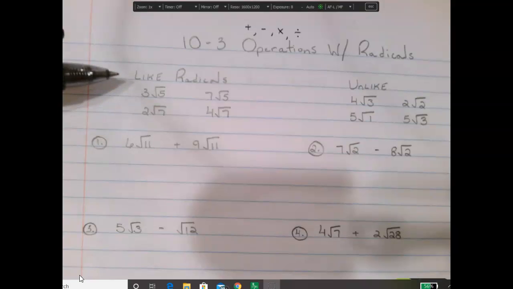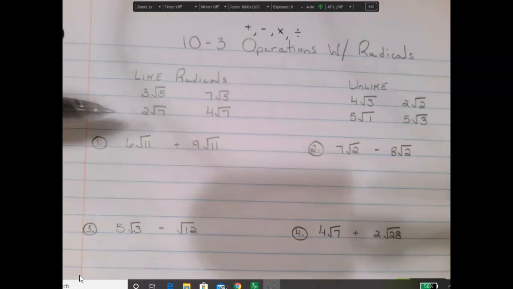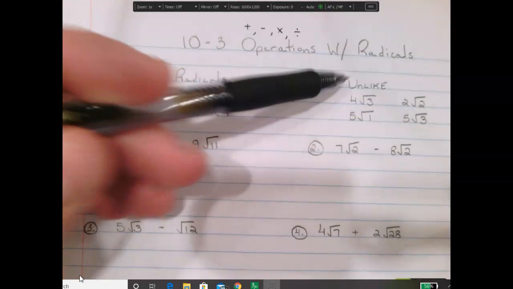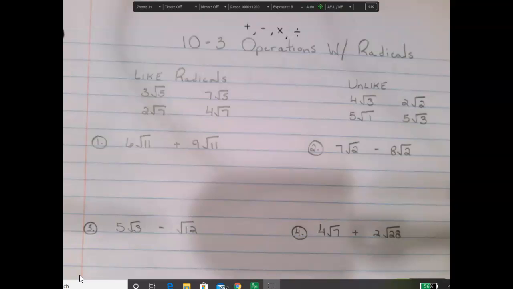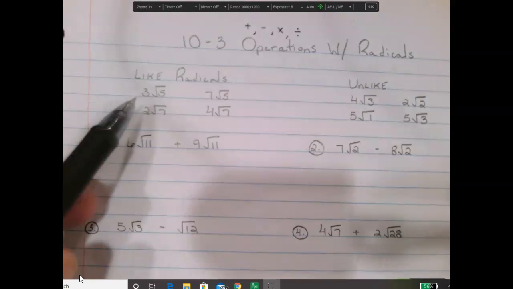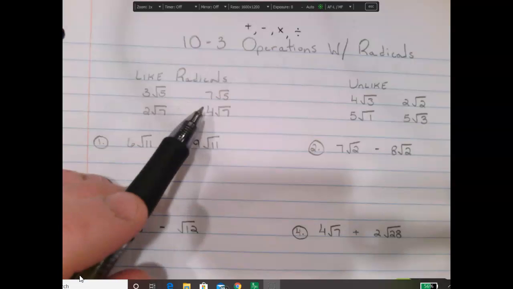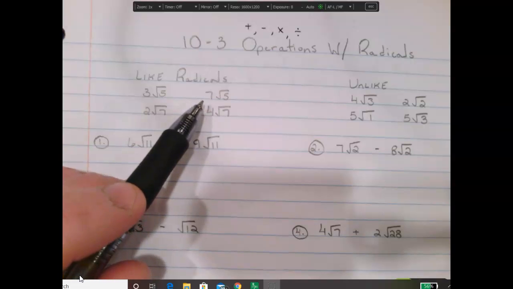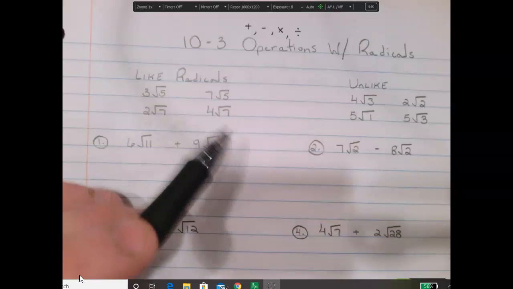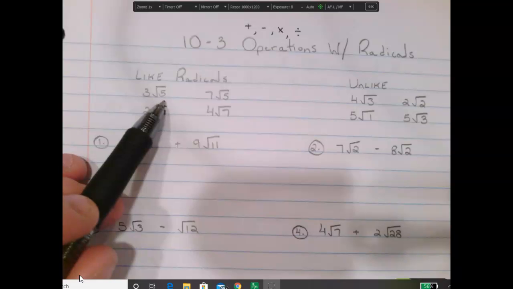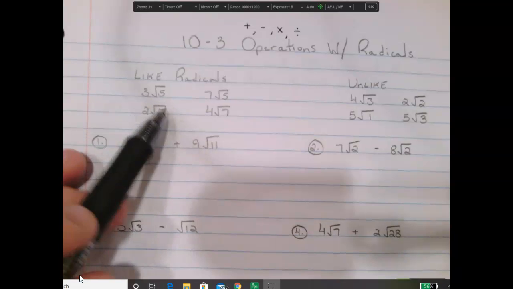So let's get started. Before we begin solving any of these problems, we need to know the difference between like radicals and unlike radicals. I like to think of these in the same stance as variables. For example, like radicals: if I had 3 radical 5 and 7 radical 5, those would be like radicals. And they're like because the number inside the radical is the same. It's a 5 on both.